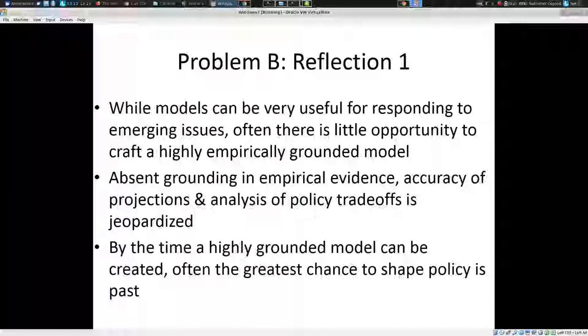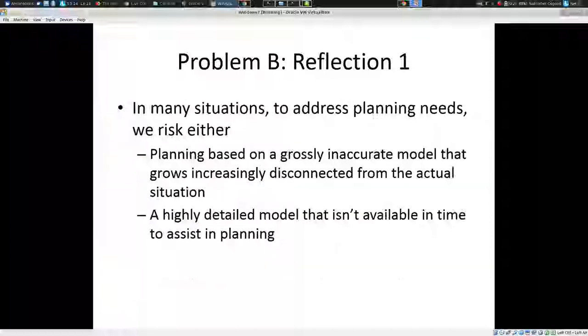For an emerging outbreak, say something like SARS or MERS or H1N1 influenza, so-called swine flu, there are big epidemiological uncertainties about what was going on, and there's little chance to build a really sophisticated model for anticipating it. By the time a highly grounded model can be created, often the real urgency of the moment has passed. And we're dealing with the prospect of working with very rough models to inform the situation that are not really tied down well by emerging evidence.